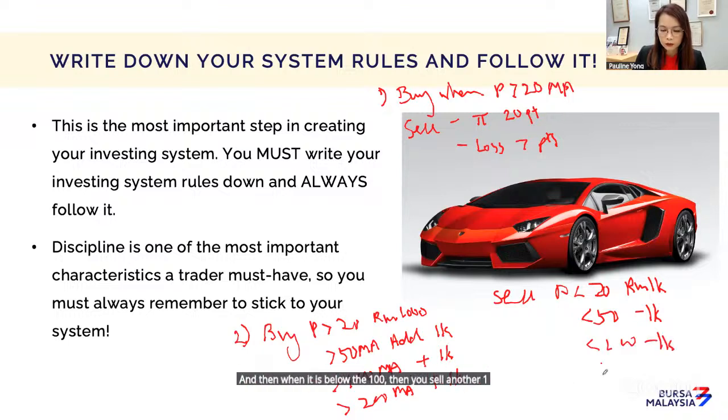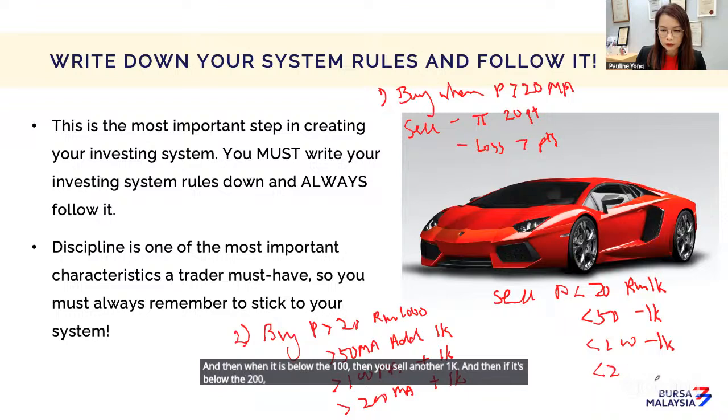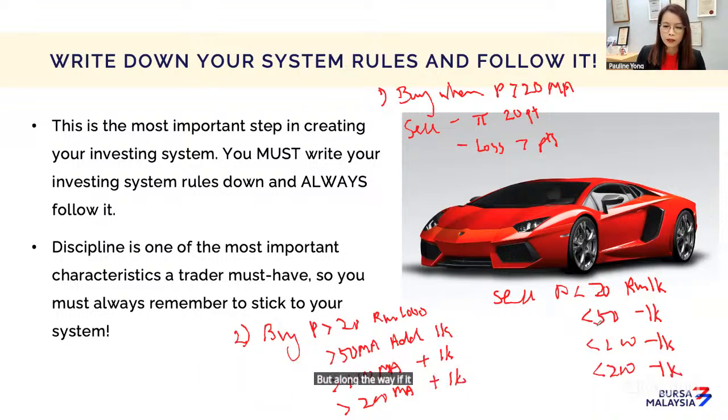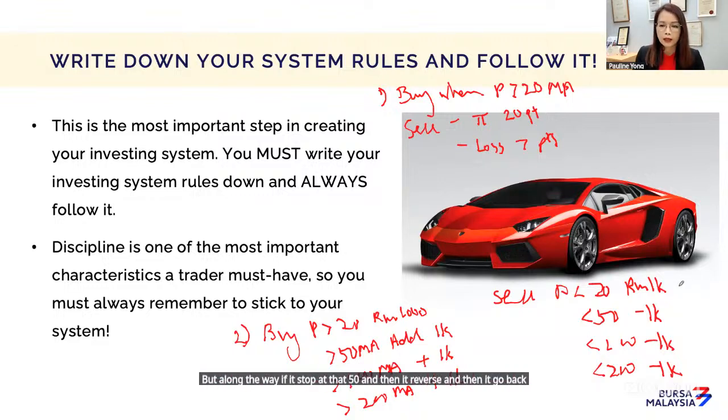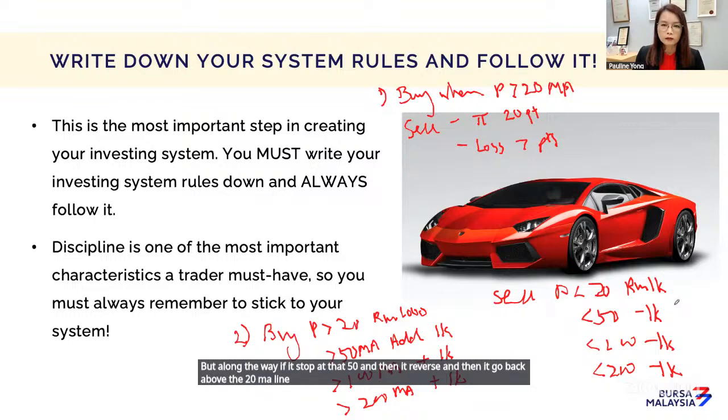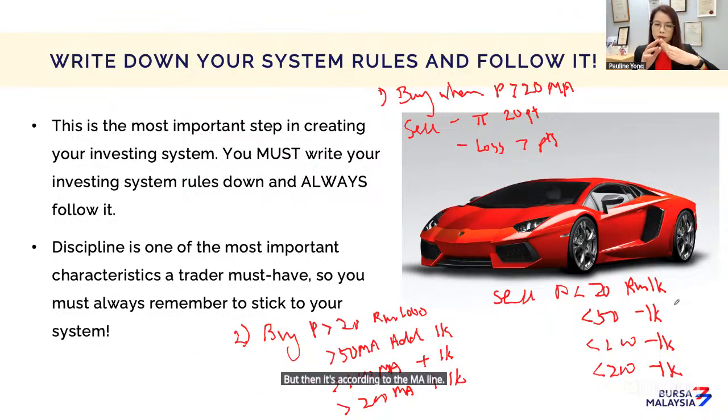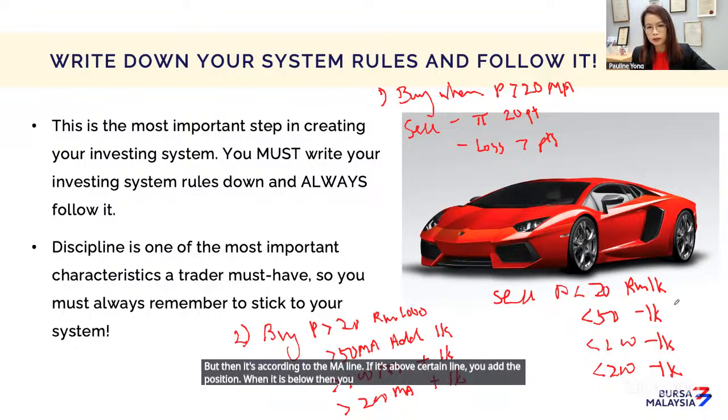And then if it's below the 200, you sell another 1K. But along the way, if it stops at that 50 and then reverses and goes back above the 20 MA line, you have to add 1,000. So that means your buy and sell is every time 1,000 ringgit, but it's according to the MA line. If it's above a certain line, you add the position. When it is below, then you sell a certain position.